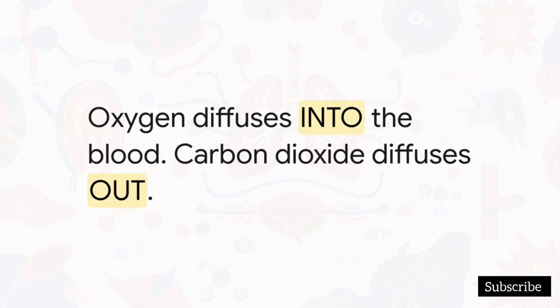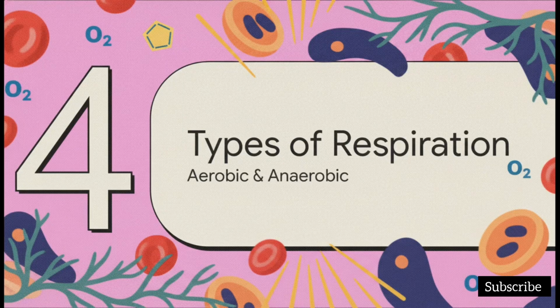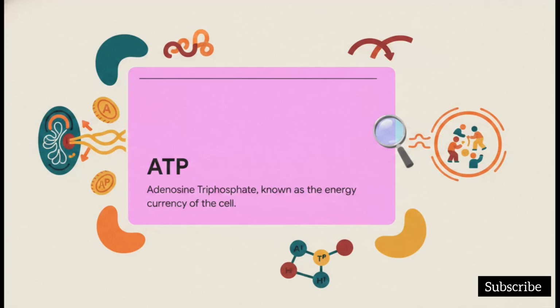That freshly oxygenated blood then rushes away from the lungs to deliver oxygen to every single cell in your body. Section 4. Aerobic and anaerobic respiration. Okay, so what happens when that oxygen actually arrives at the cells? Well, it meets up with the glucose to release energy, which we call cellular respiration.